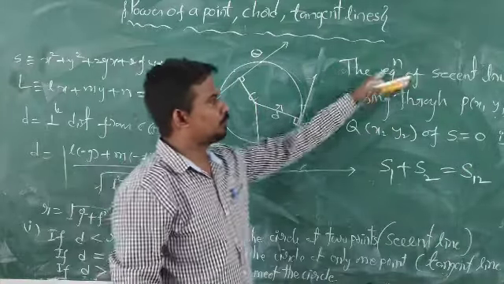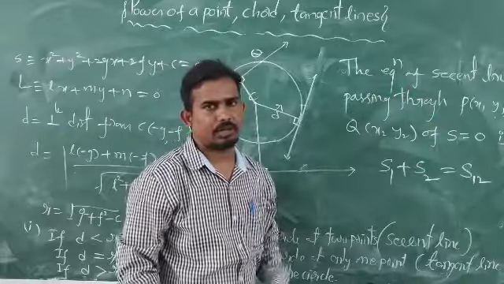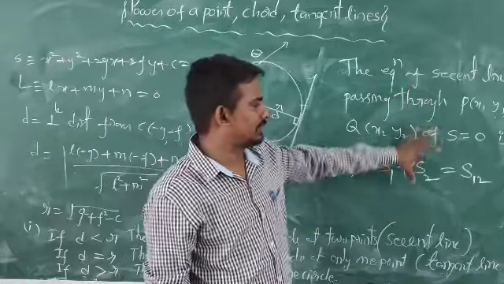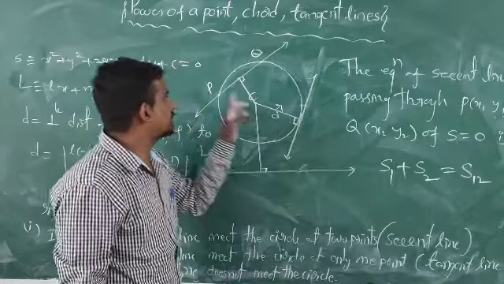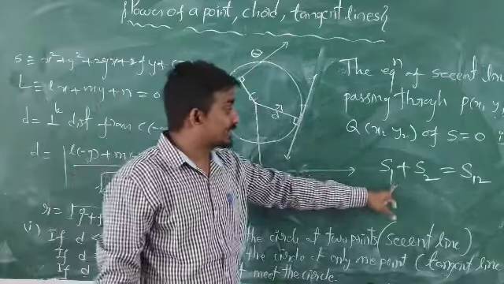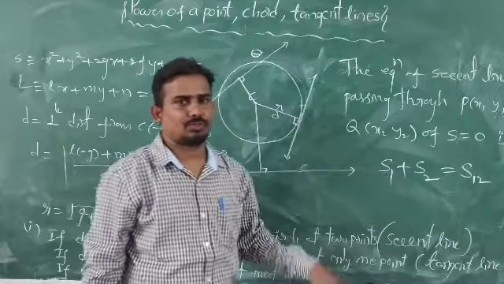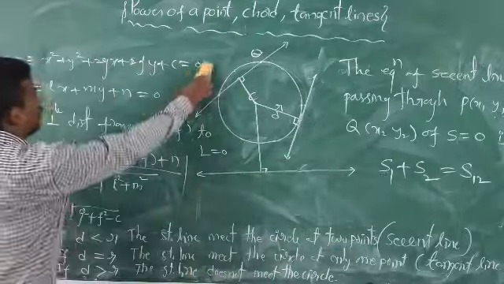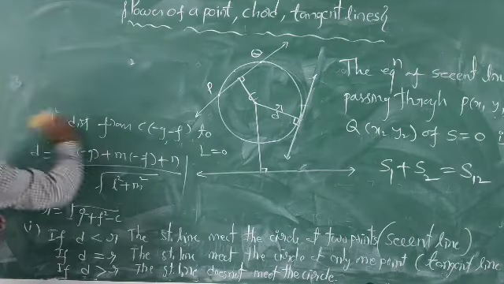Actually, we have to prove this statement. I want to prove that the equation of the secant line passing through P(x1, y1), Q(x2, y2) is S1 plus S2 equal to S12. Just I will prove it. Look at the board.